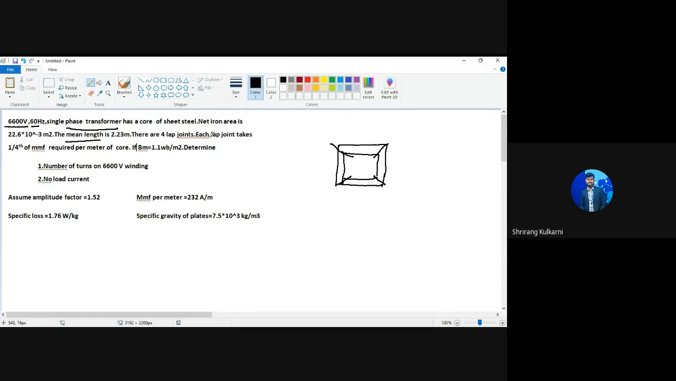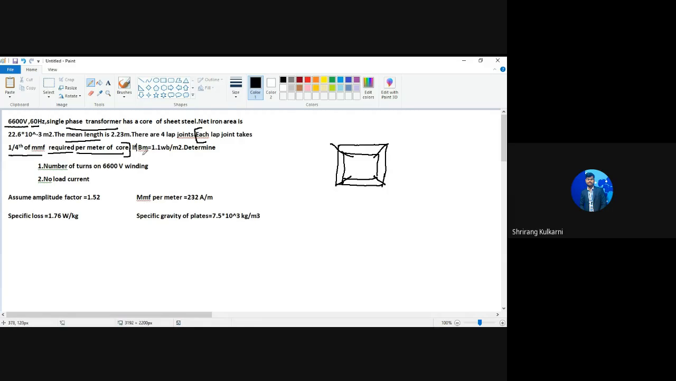Each lap joint takes 1/4 of mmf required per meter of the core. So this sentence will be difficult to understand. So each lap joint takes 1/4 of mmf required per meter of the core. We'll discuss that later. Don't bother about this sentence, leave it now.